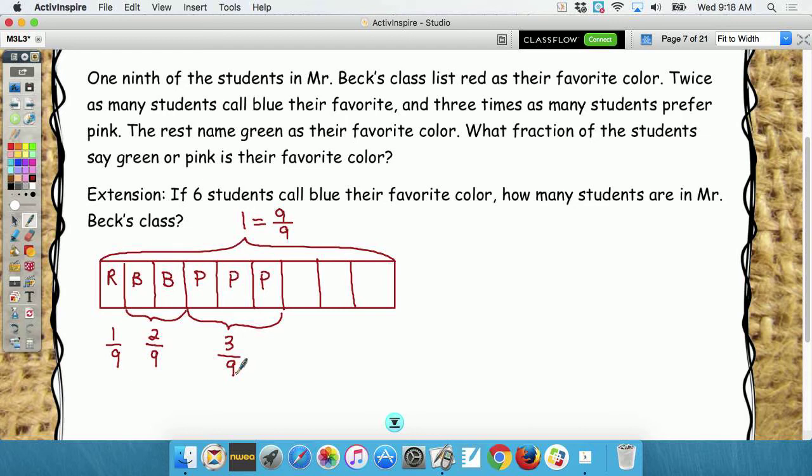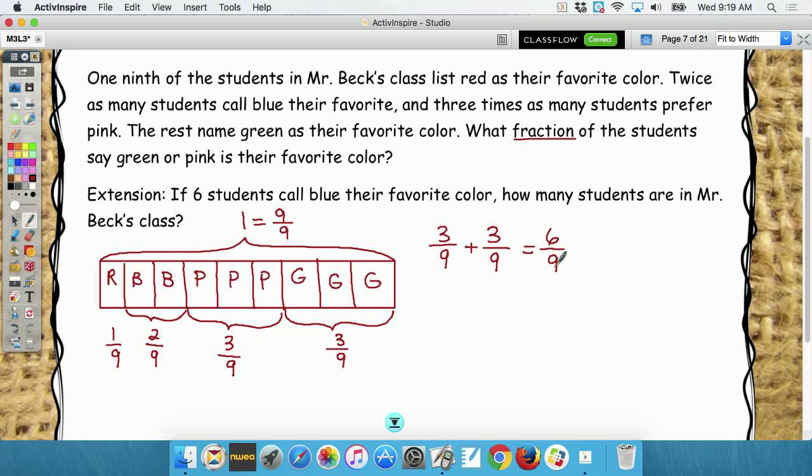Then it says the rest name green as their favorite color. Okay, and so here's the question. What fraction of the students say green or pink is their favorite color? Green and 6/9. 6/9. Okay, so here's what I'm going to do. I'm going to do 3/9 plus 3/9, because one of those is green, one of them's pink, equals 6/9.